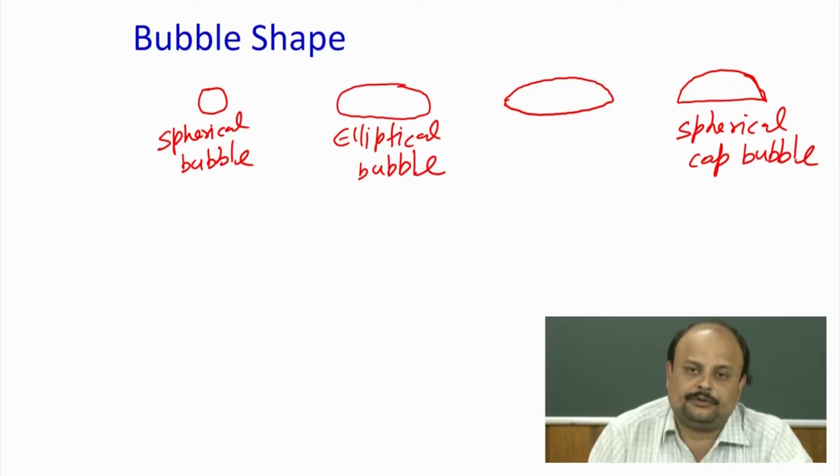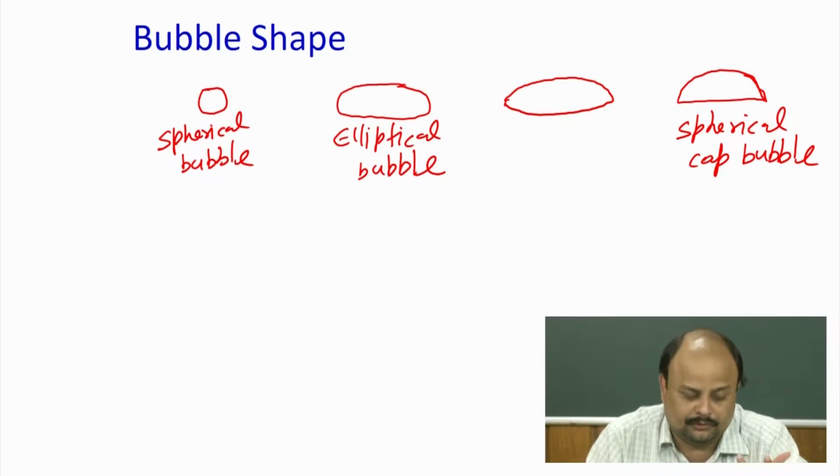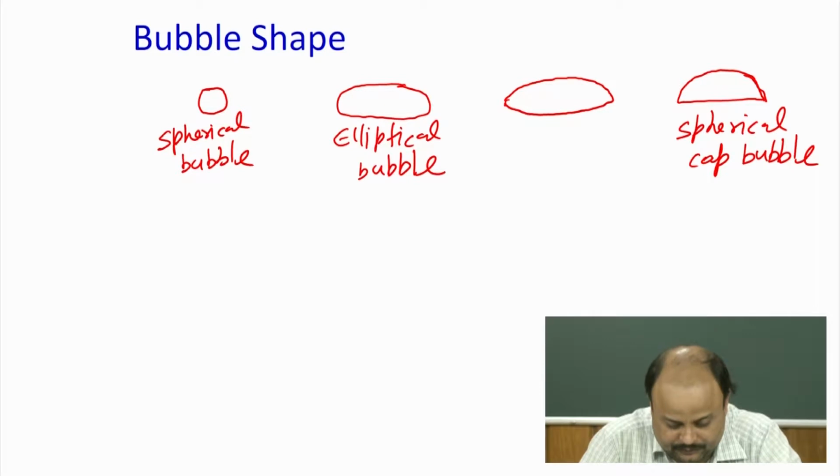Now we know that if the spherical bubble is forming, you can calculate the diameter of the bubble very simply. You can calculate the volume of the bubble, which will be pi by 6 dp cube, and if you know the volume of the bubble, you can calculate the diameter of the bubble.